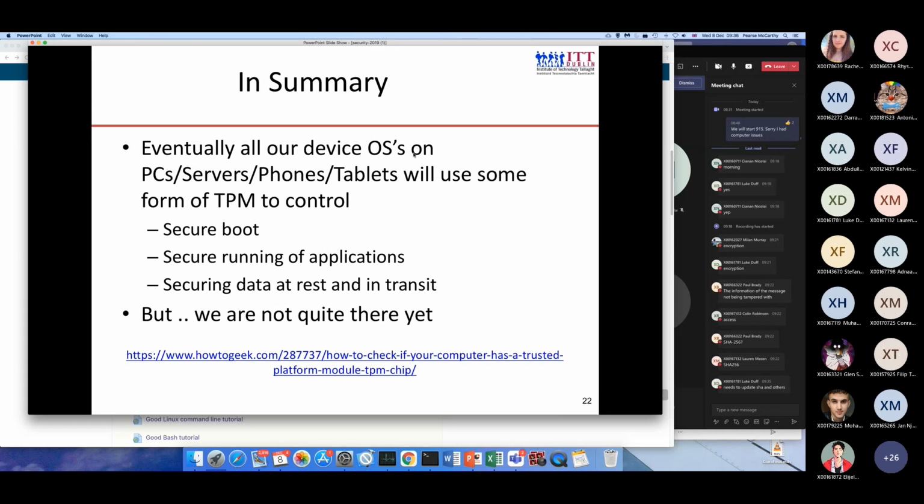So in summary, eventually all our devices will use some form of TPM to control secure boot. Most of them are doing that already. Secure running of applications: your phones are definitely doing that already, and your tablets are doing that. Securing data at rest and in transit. So that's where we're going to end up. Everything is secured. Okay, not quite there yet.